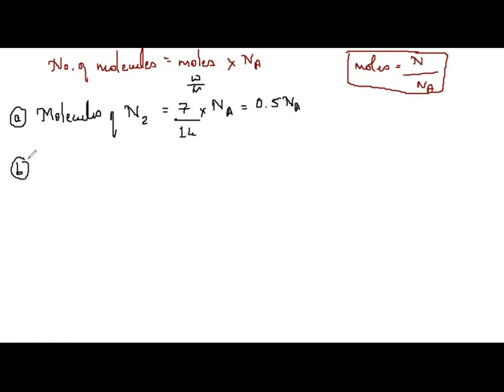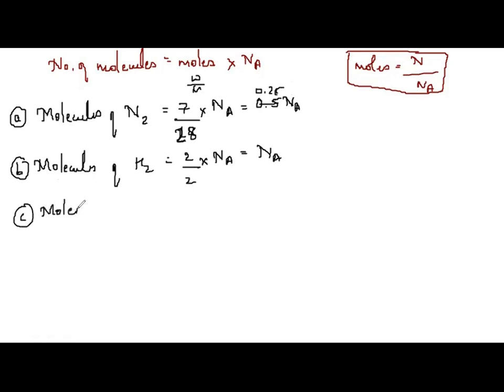Option B, molecules of H2. How much have they given? 2 grams. 2 divided by 2 into Avogadro number. So this comes out to Avogadro number only. So this is not 14, this is 28 and 2. So the answer comes out to 7 is 14, 7 are 21, and 4 are 28. So yes, 0.25.